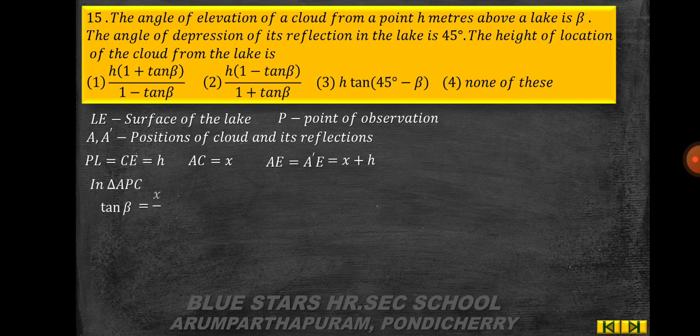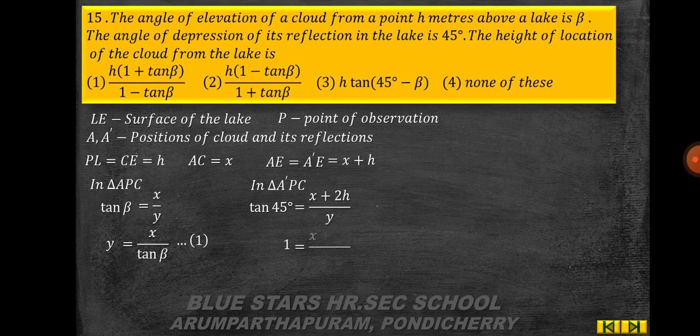So first we are taking triangle APC. Tan beta is equal to X by Y, so Y is equal to X by tan beta, which is your equation number 1. So in triangle A dash PC, tan 45 degrees is equal to X plus 2h by Y, which is equal to 1 is equal to X plus 2h by Y. So Y is equal to X plus 2h. This is equation number 2.